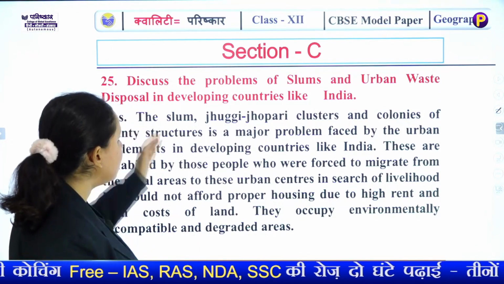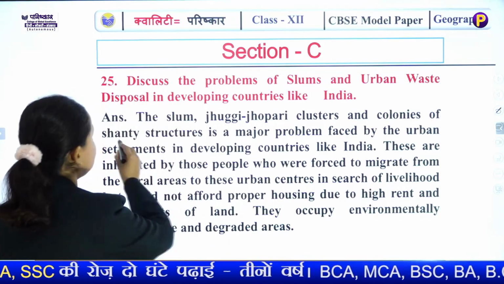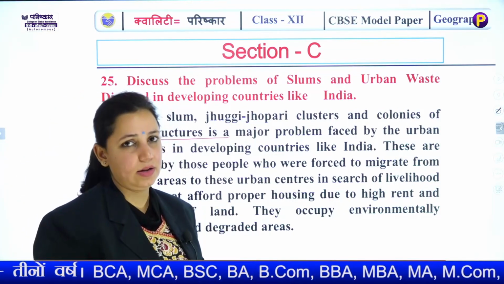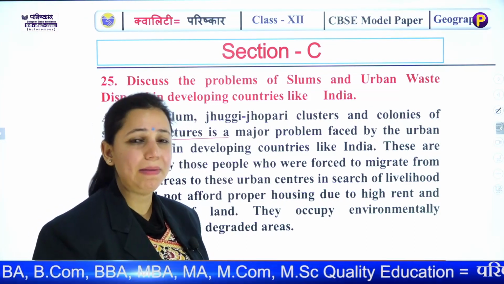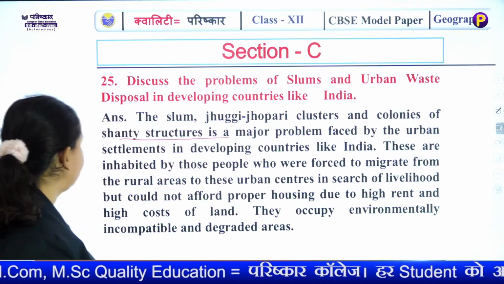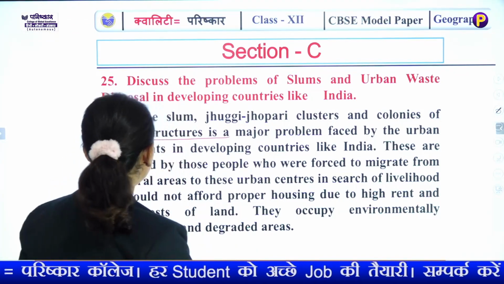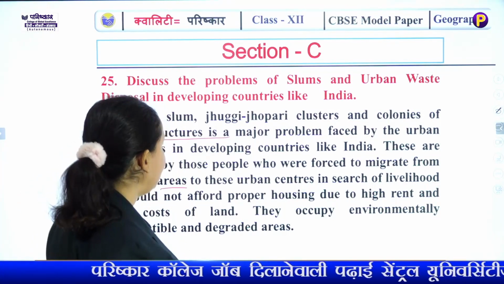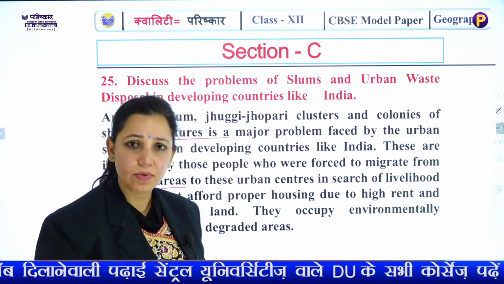Now we talk about the slum. The slum, as we call it in India, jhuggi jhopdi, and colonies of shanty structures, is a major problem in developing countries like India. In developed countries you won't find slums, but in developing countries, because of unplanned urban development, you find slums very often. They are inhabited by migrants from rural areas who come to urban areas in search of jobs, and they can't afford the high rent which urban areas demand.